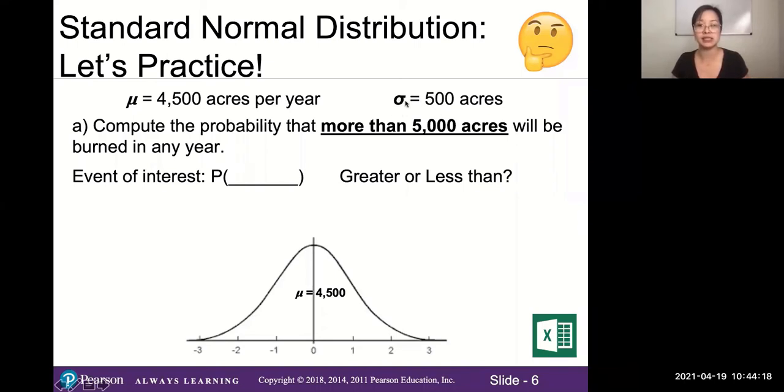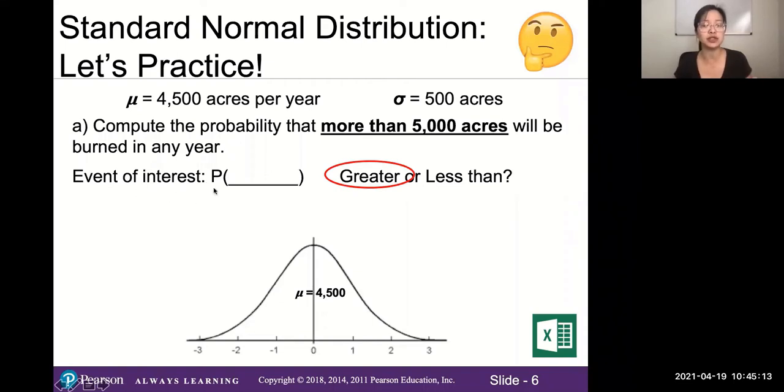So be aware, this symbol right here, the sigma symbol, that's the population standard deviation. So in part A, we're going to compute the probability that more than 5,000 acres will be burned in any year. So in this scenario right here, are we working with a greater than or less than scenario? And you can type it in the chat or say it out loud. And we know that because of the word more. So you're just looking for the clues so that we set it up as we need to in Excel. So we're doing a greater than scenario.